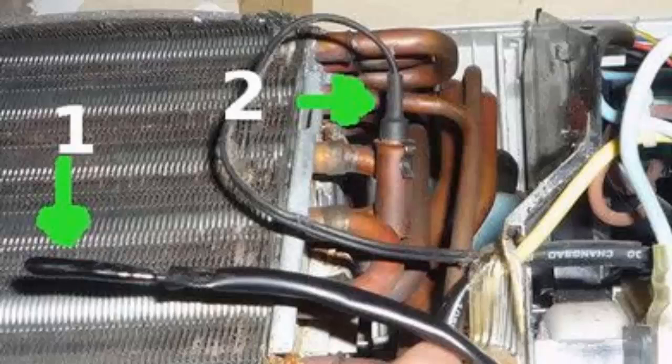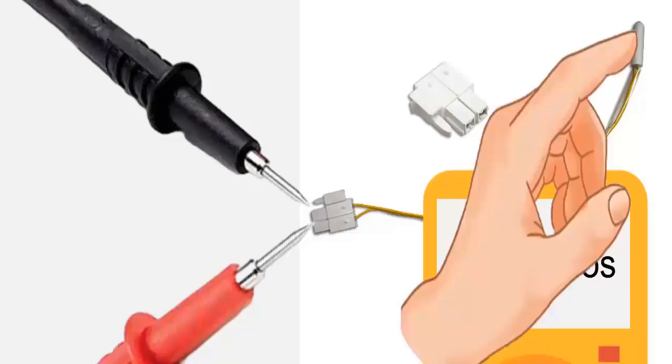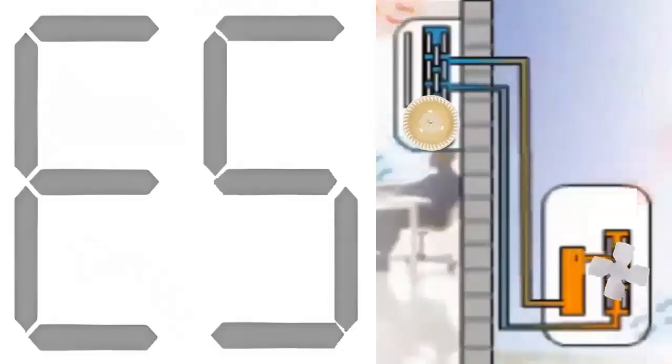B. Disconnect the sensor and measure its resistance with a multimeter set to the kiloohm scale. C. In many Mabe models at 25 degrees Celsius, the resistance should be around 5 kiloohms. If the value differs significantly, replace the sensor. Test that rubbing the sensor with your hand causes the resistance to decrease. D. If the resistance is 0 or infinite, replace the sensor.